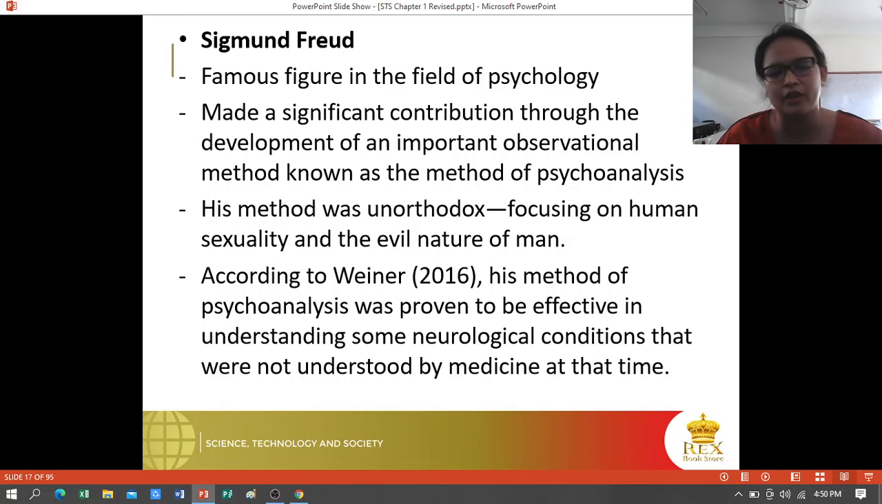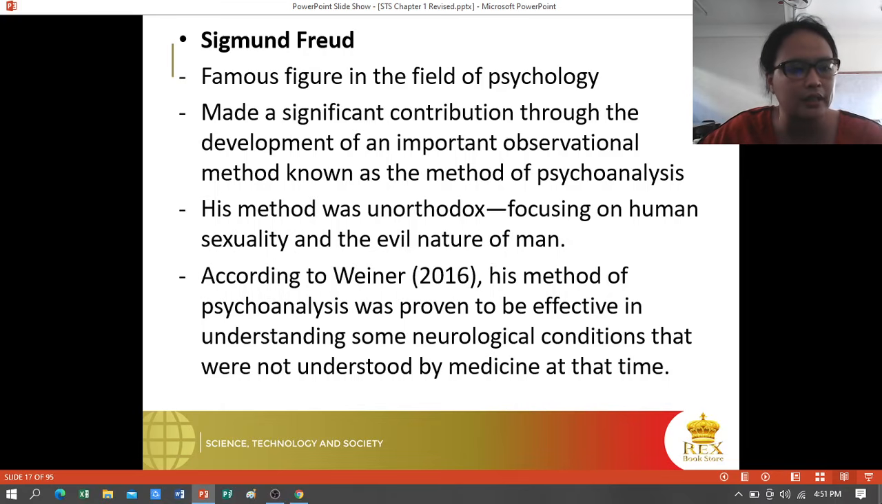So, he is known as the father of psychoanalysis. Later on, we will talk about what is psychoanalysis. He's a psychologist, physiologist, medical doctor, and influential thinker of the early 20th century. He focused on and refined the concept of the unconscious, infantile sexuality, and repression. Okay, we will talk about infantile sexuality and repression.